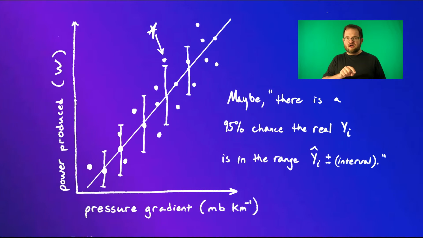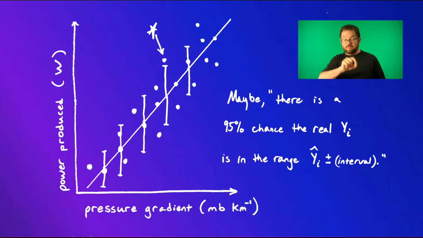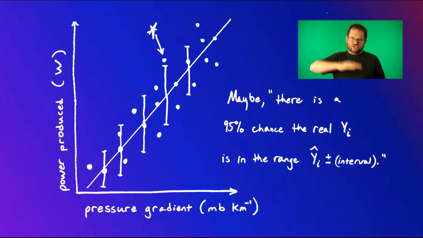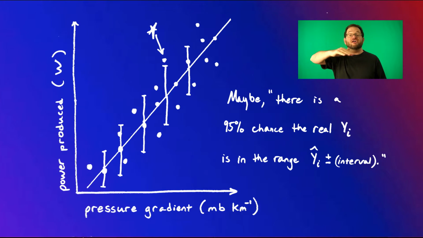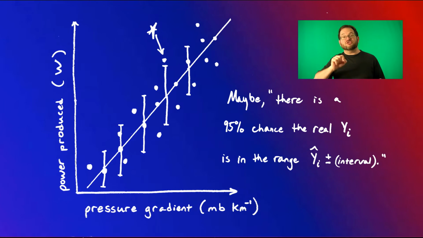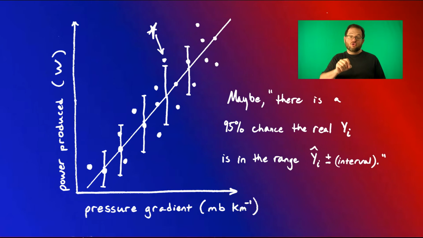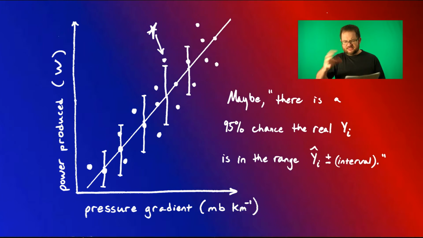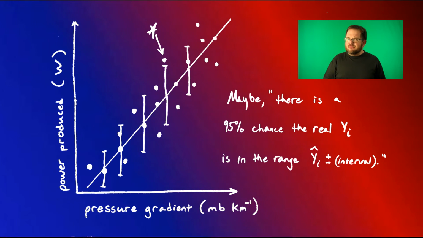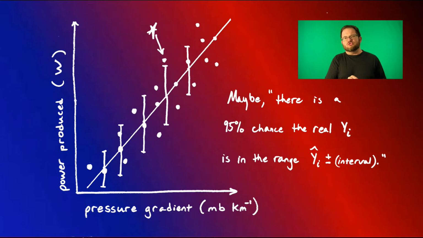There's an estimate of y hat that is on the regression line, the best fit line, at each value of x of i, and then there's some range that the real value has some probability of falling in, typically like 95%. There's a 95% chance that the real value y of i is in the range y hat of i plus or minus some interval. We're not going to get bogged down in how to produce that.